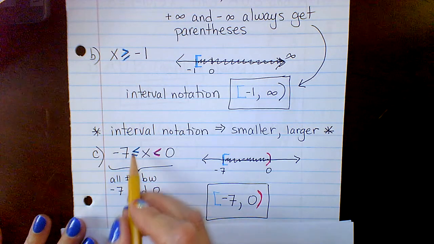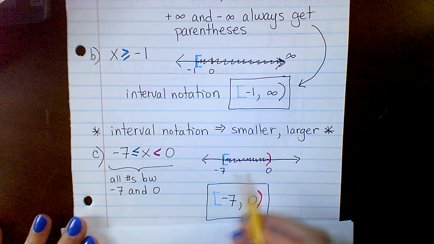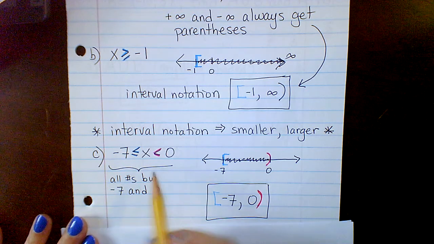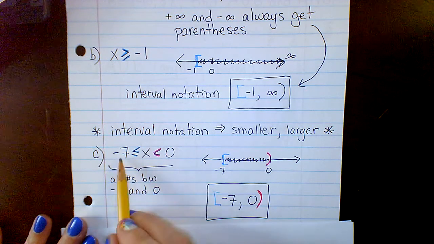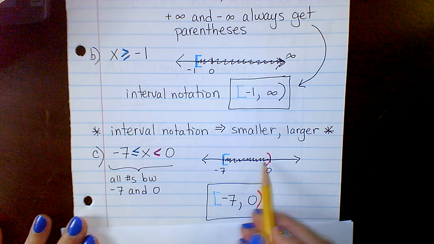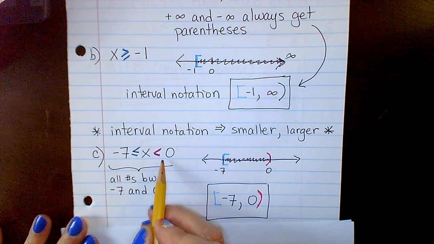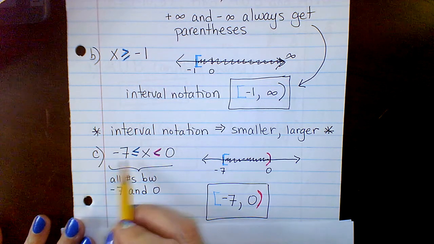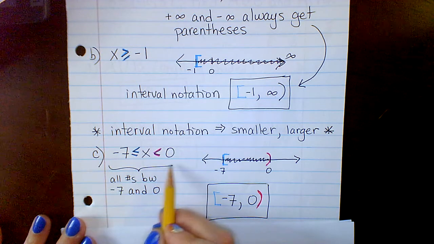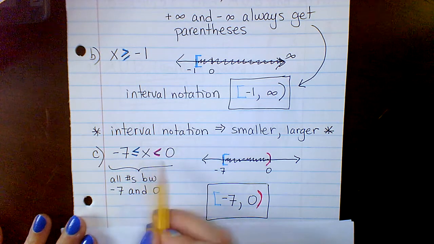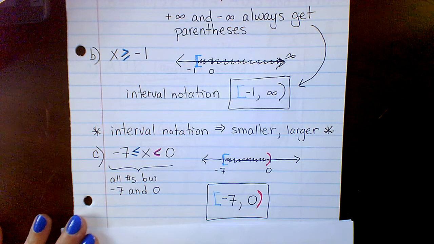Now, just translating those symbols into our bracket and parenthesis, and knowing that because this x is between those numbers, it means all the numbers between this. So don't read this exactly as it looks. I hear students who will say, oh, -7 less than or equal to x less than 0. That doesn't make as much sense as if you say, hey, this is all the numbers between -7 and 0.